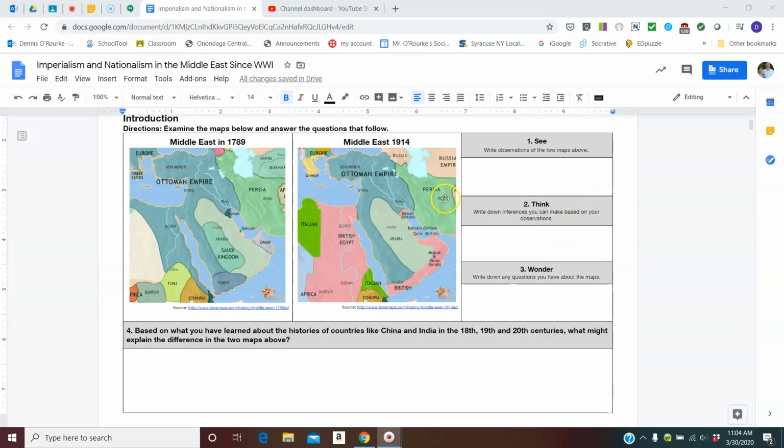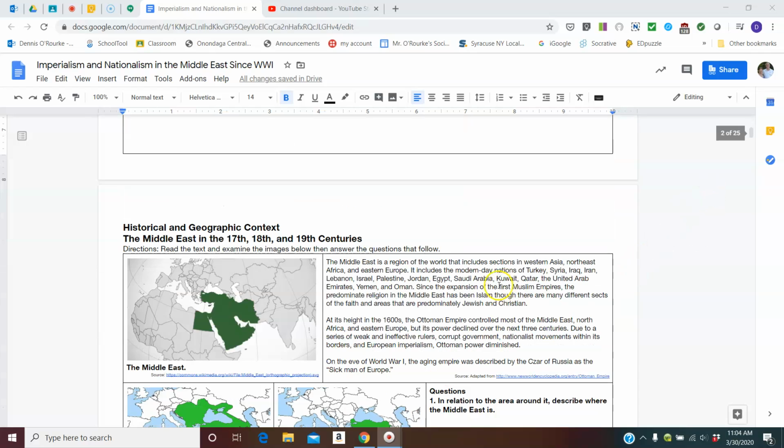You see a map of the Middle East in 1789 and then 1914. I'm mostly interested in what you see in the map and what you wonder. Then, based on stuff you've learned about China and India and any other place, what explains the difference between the 2 maps? You've got the Ottoman Empire in blue over here and blue over here. Why did it shrink so much is really what I want you to tell me on that one.